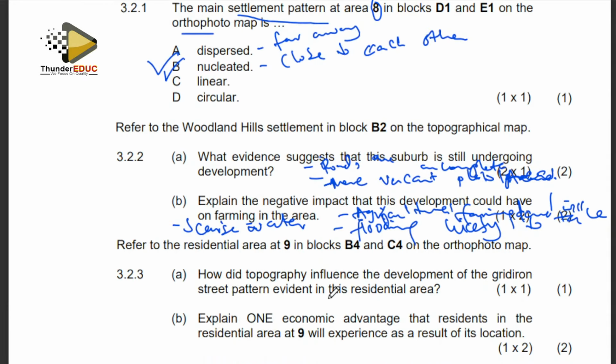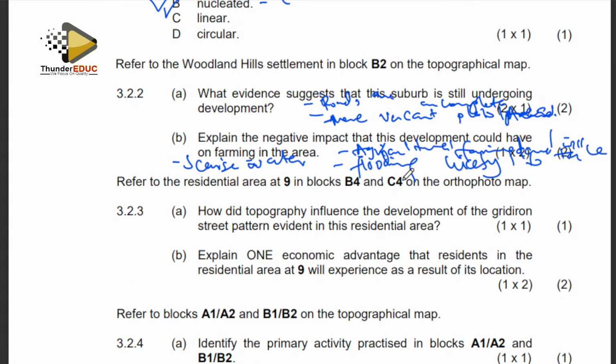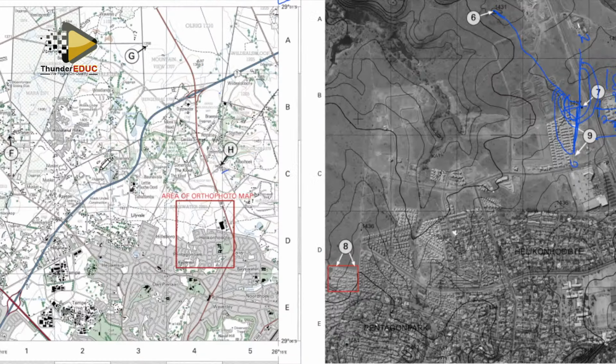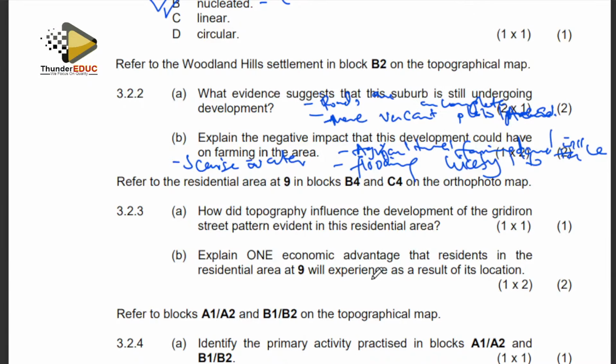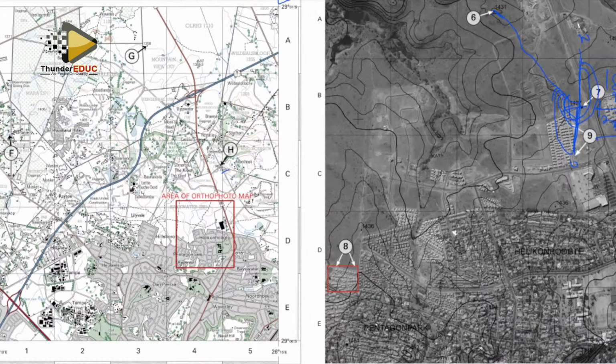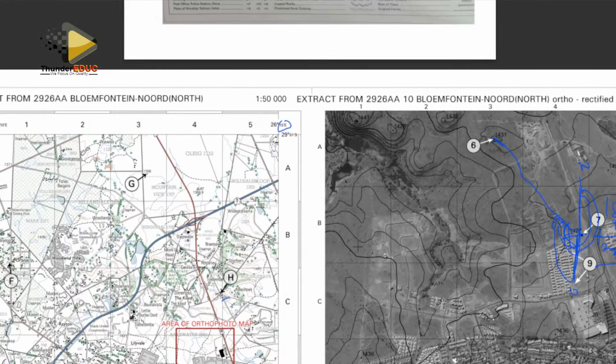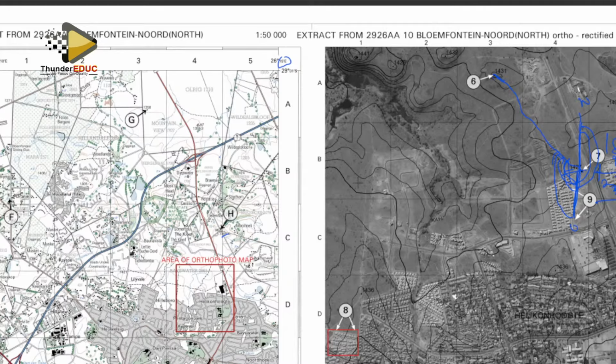But they need only one, okay. And in fact, the residential area 9 in block B4 and C4. Let's see which map is used: the orthophoto. B4 and C4 on the orthophoto. B4, that means this area here, and C4 this area. So we are looking at this area strictly here. Let me first take these things out so that we can be in a position to see. Okay, they want us to refer to this area here.